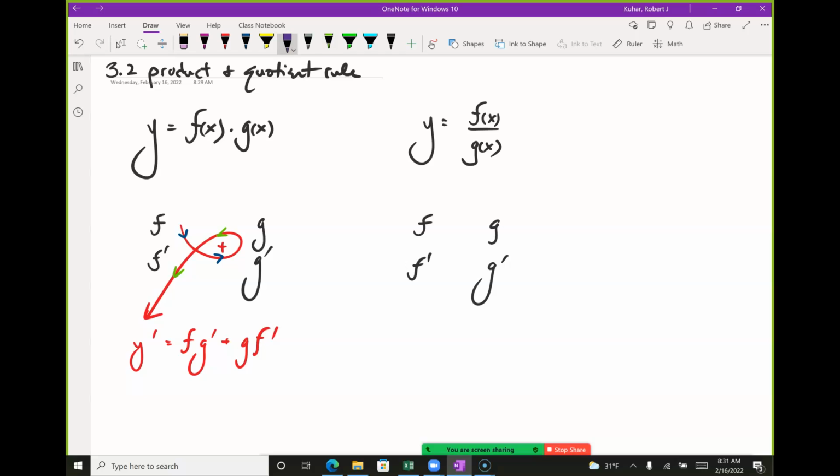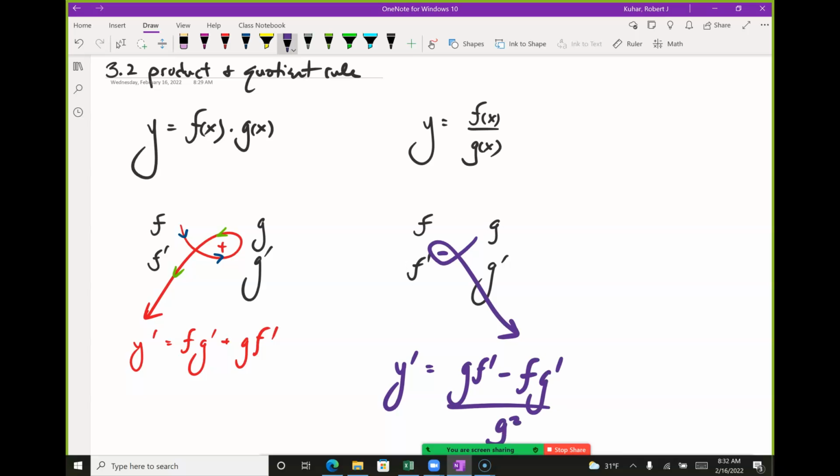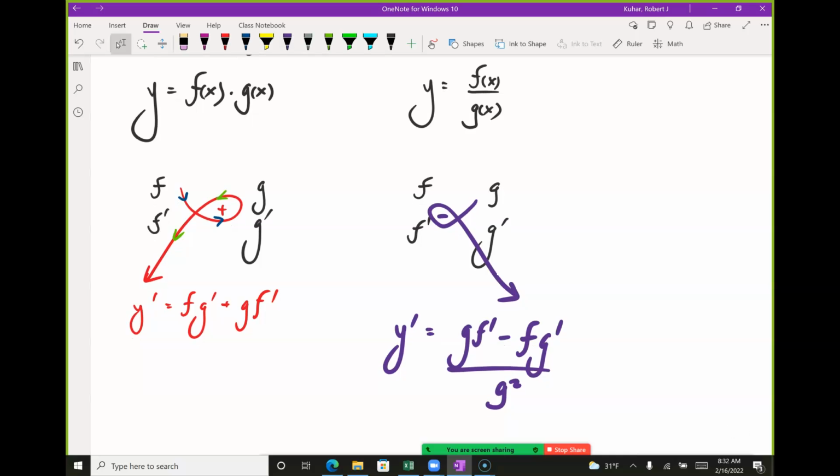For my quotient rule, I'm doing it in reverse, and I kind of think that looks like a letter Q. I'm cheating a little bit. So I could see that y prime in the quotient rule is g f prime minus f g prime all over g squared. The g squared is not represented in that loop, but the numerator is.